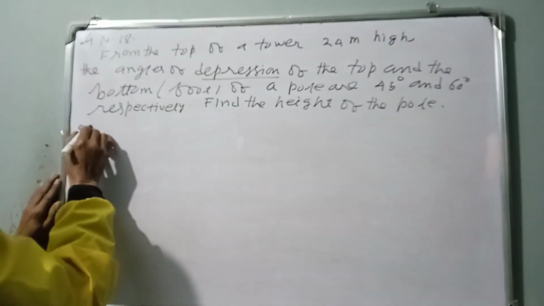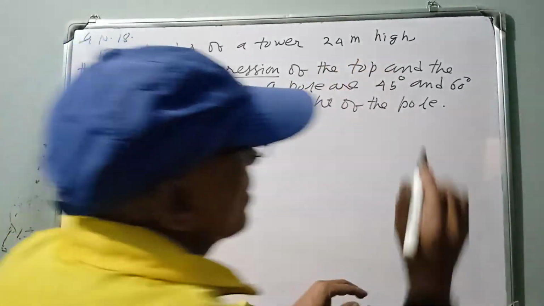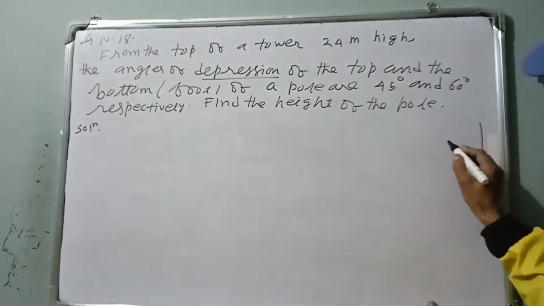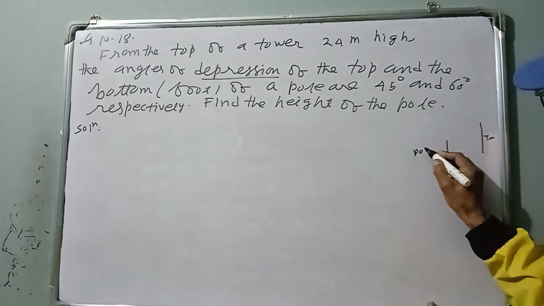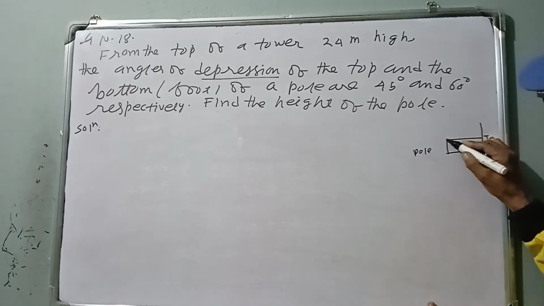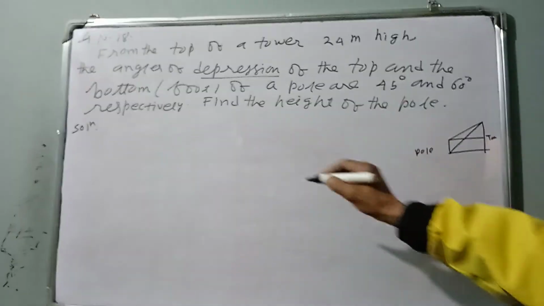Solution. How to draw the figure? First of all, 24 meter high. I just give hints. 24 meter high. Pole. Your tower छ. Tower is pole. Pole भयो यो ground. Parallel line. यहाँबाट हेर्नु. First sketch draw whether it is correct or not.